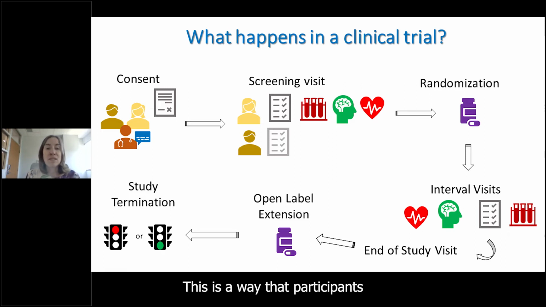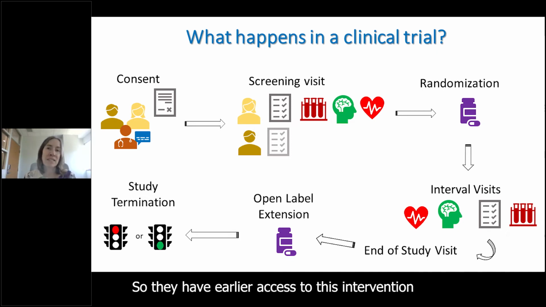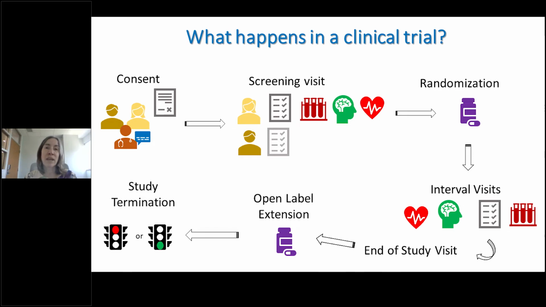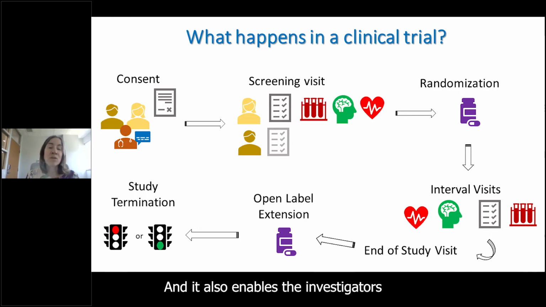study. This is a way that participants in some ways can have their altruism and their volunteering in the trial recognized and appreciated, so they have earlier access to this intervention before it necessarily is approved by the FDA or Health Canada. And it also enables the investigators to collect additional data to see whether the treatment is safe and effective over longer periods of time. The open label extension for studies is optional.